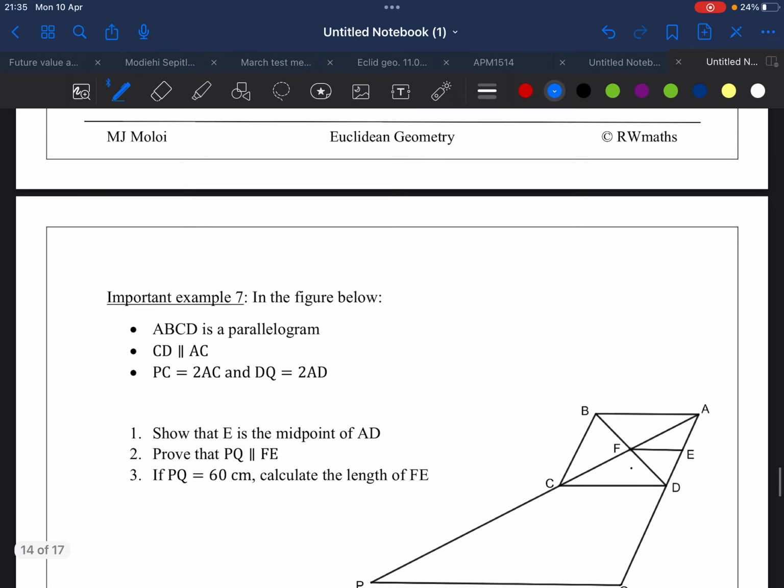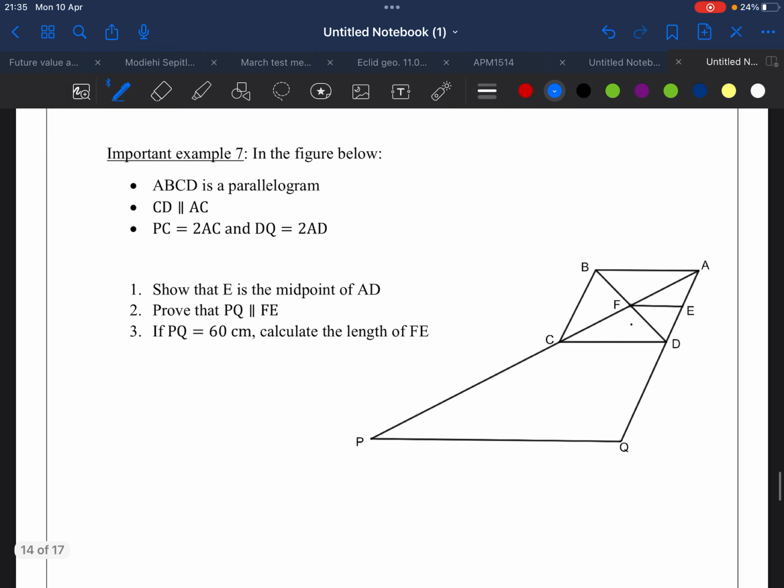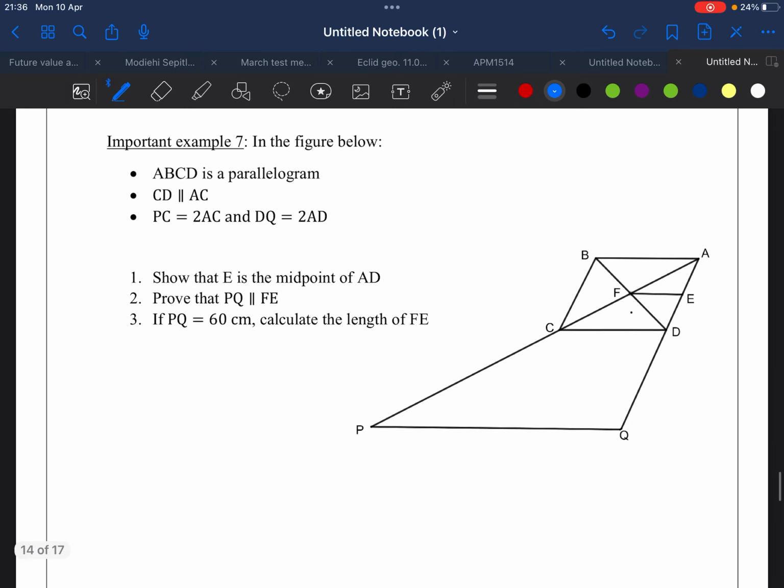So now let us check this example. Important example 7. Hopefully this is our last example for this part 2 video. Now this example is tricky, so please make sure that you pause the video and try this example and confirm your answers after writing. I hope you have attempted the important example 7. Now let us check how we can solve it.